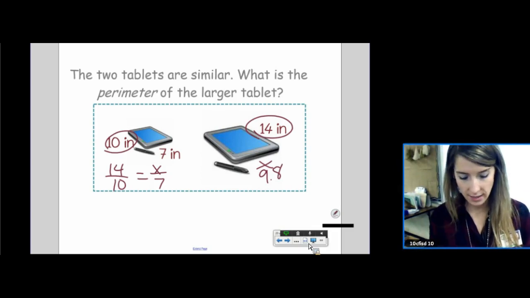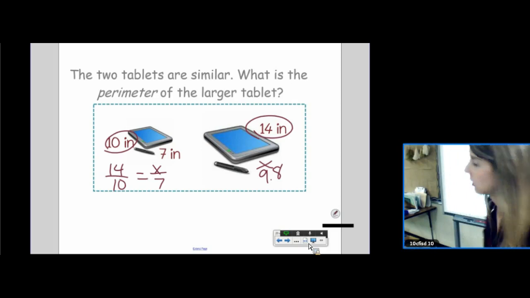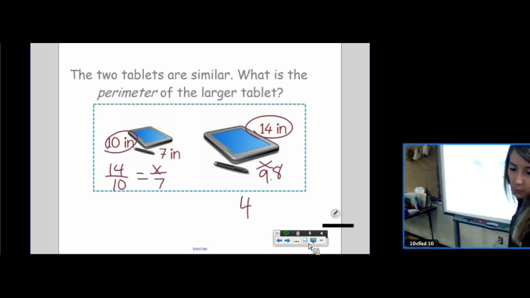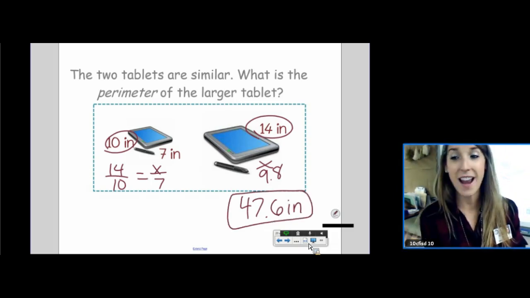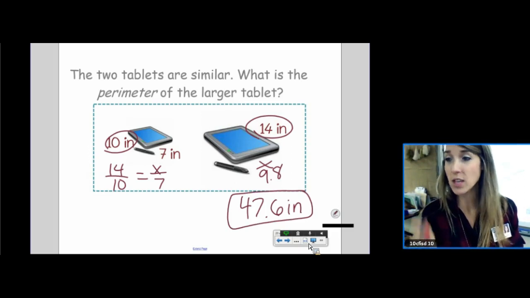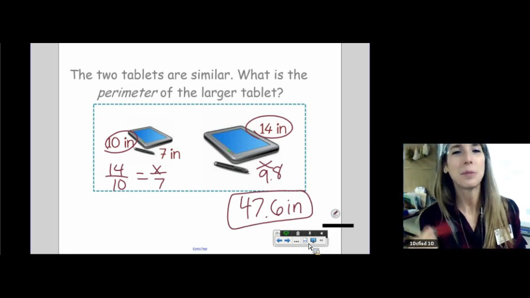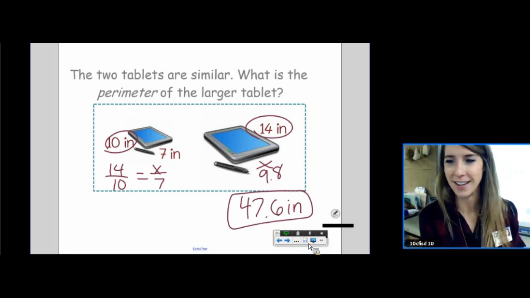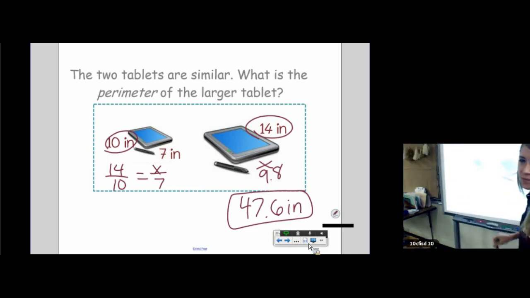So now you know how to find the perimeter. You add up all the sides. So 14 times 2 plus 9.8 times 2. So the answer to this problem is 47.6. And this is our first unit of study that has units in it. There's going to be a lot of units in this unit. So please make sure you put your units when you're in this unit. Inches.